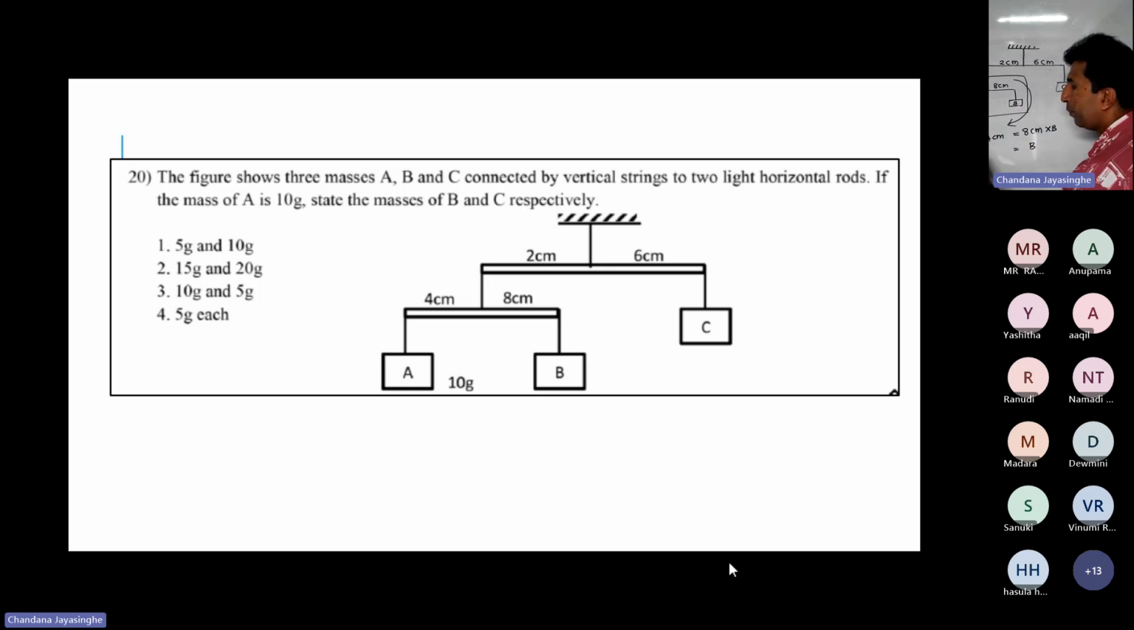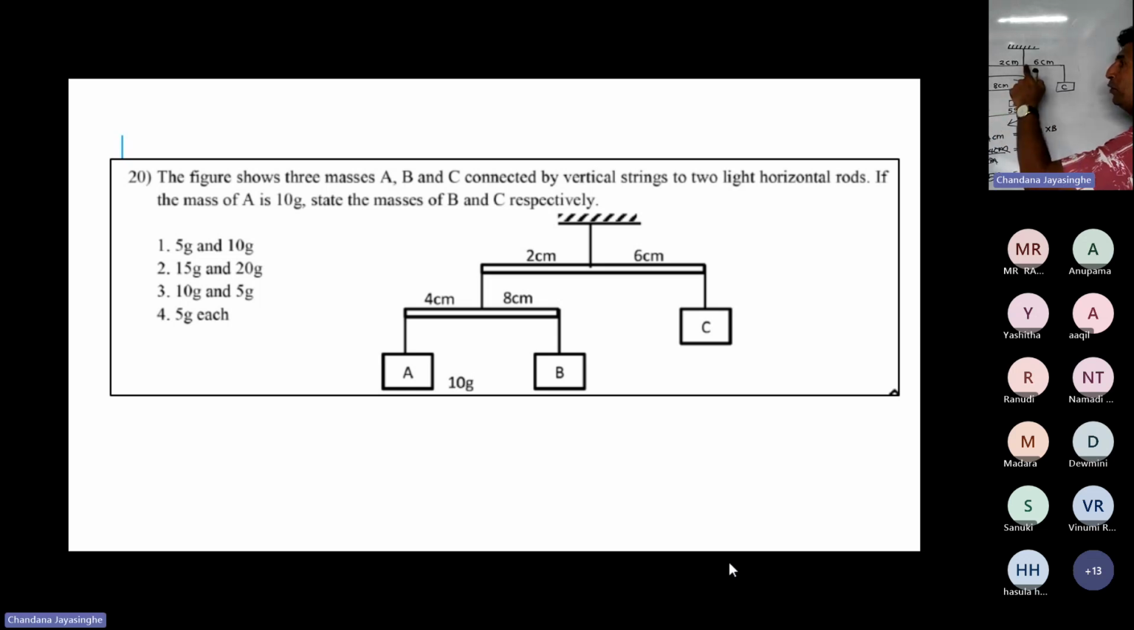So 10 gram into 4 centimeter divided by what? 8 centimeter. 10 into 4, 40, divided by 8 means what? Centimeter, right? Here you can see 40 divided by 8 means 5 gram. So initially we found the value of B, 5 gram.